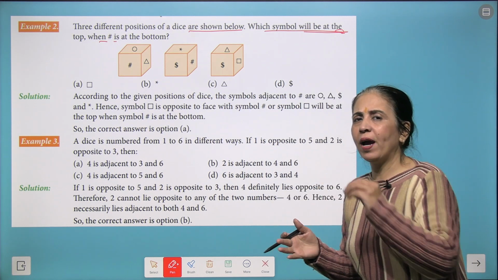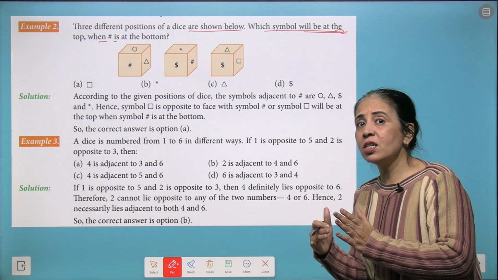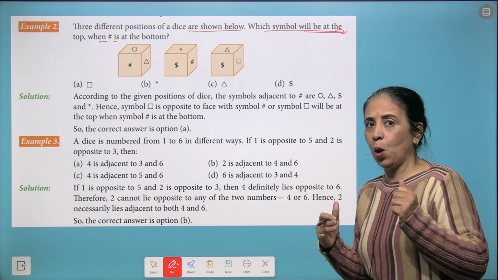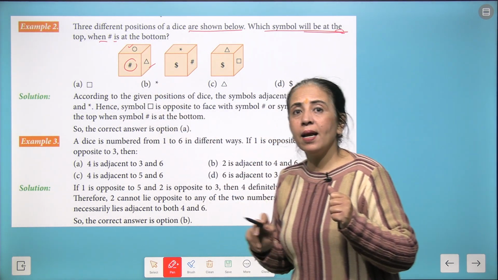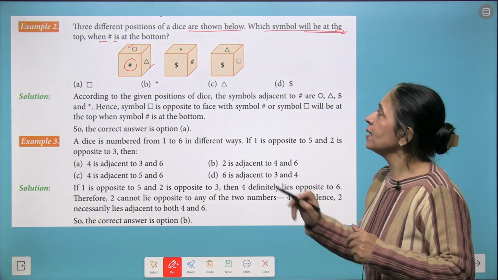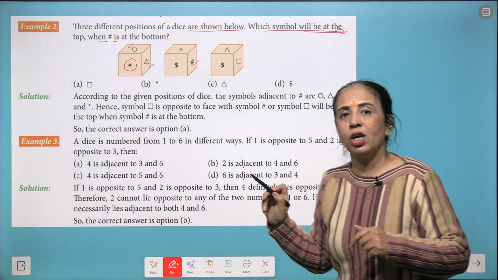So let's quickly find out that what are the adjacent numbers which are given along with hash. So first time with hash we see circle and triangle. In the second dice again we see hash there.